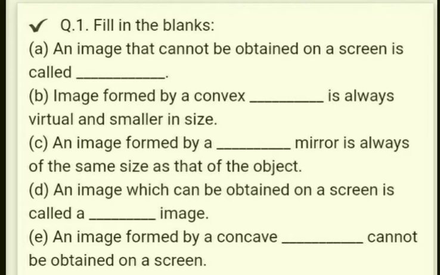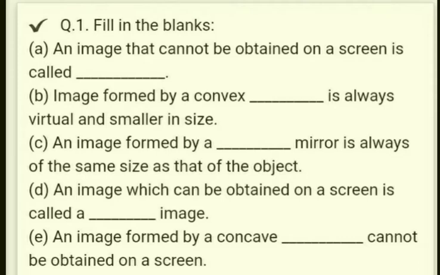First one, an image that cannot be obtained on a screen is called dash. Now which type of image can be obtained on a screen? The images which are formed on the same side of the object, that is a real image. So those which cannot be obtained on a screen is definitely going to be a virtual image. So the answer is virtual image.